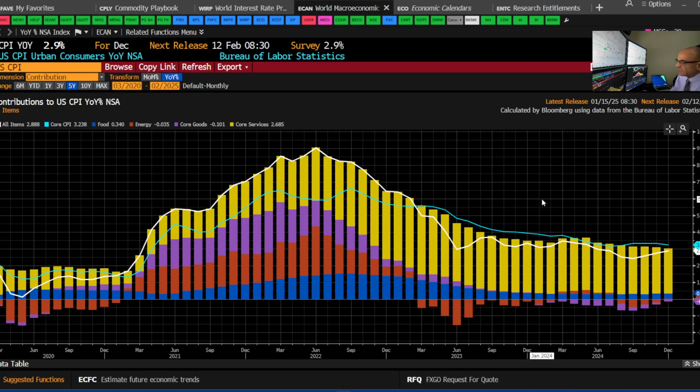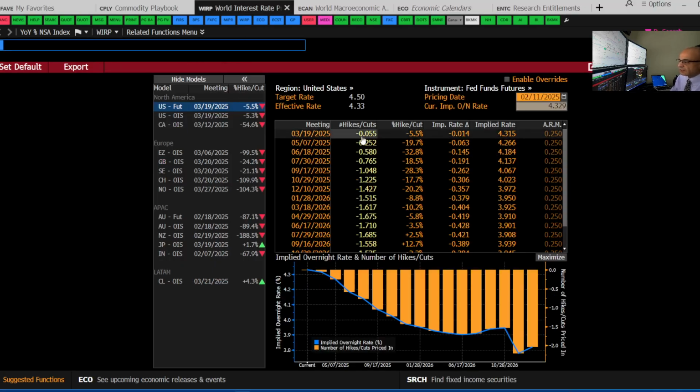On top of this, we had the tariff concerns by traders. Tariffs are expected to make inflation go higher, and therefore some traders already anticipated fewer rate cuts for 2025 than was previously projected. At the moment, for the March 19th, 2025 FOMC meeting, only 5.5% of market participants expect a rate cut. In other words, almost 94.5% expect rates to remain unchanged.